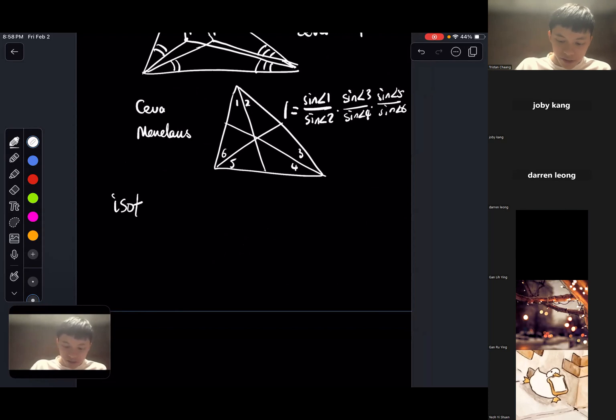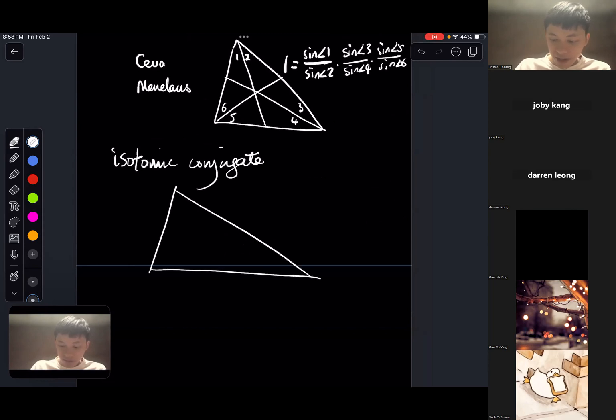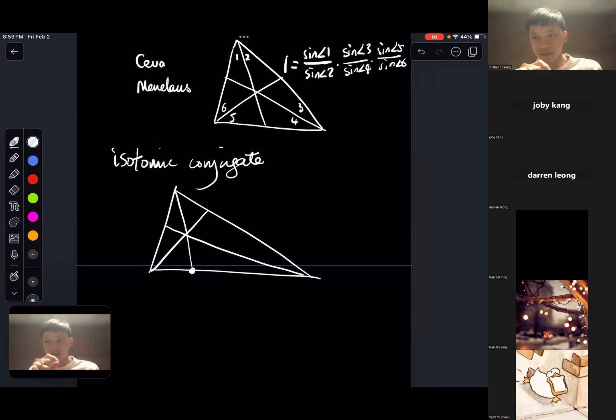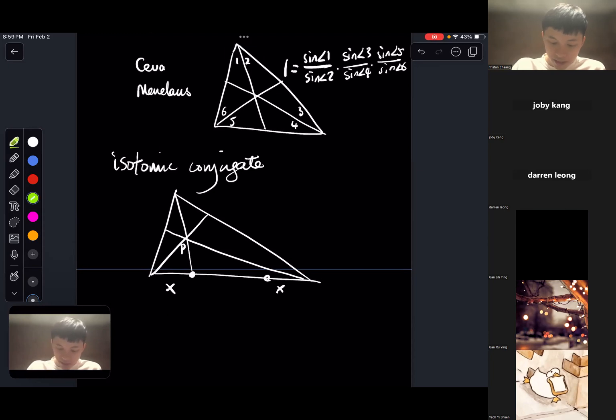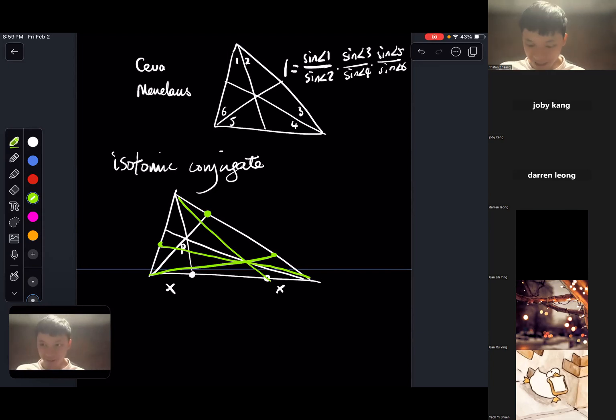Whereas the isotomic conjugate is, instead of reflecting the lines over the angle bisector, you reflect the base of the Cevian across its midpoint. Say it is X, then we look at X from the other direction, and we connect that instead. And then maybe we reflect here, reflect here, and we reflect. It's very, very hard to draw. This looks like they all concur at the point, but it's only the green lines that concur at this point. This is P prime. This is the isotomic conjugate, where you take the base of the Cevians and reflect it across the midpoint.